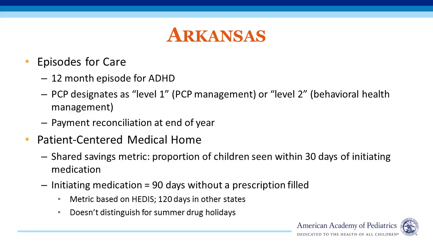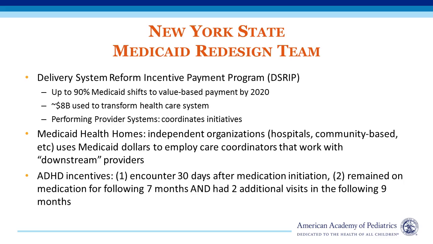Arkansas and also Tennessee have used the episode of care model for a year, and also patient-centered medical home using a HEDIS-like metric. They've shortened the interval so that there's a question of if your patient takes a drug holiday for the summer and they have a 90-day gap in filling their medications at the pharmacy, that appears to the Excel spreadsheet that it's actually a new prescription when it's not. You're just renewing an existing plan of care. I'll skip this a little bit.